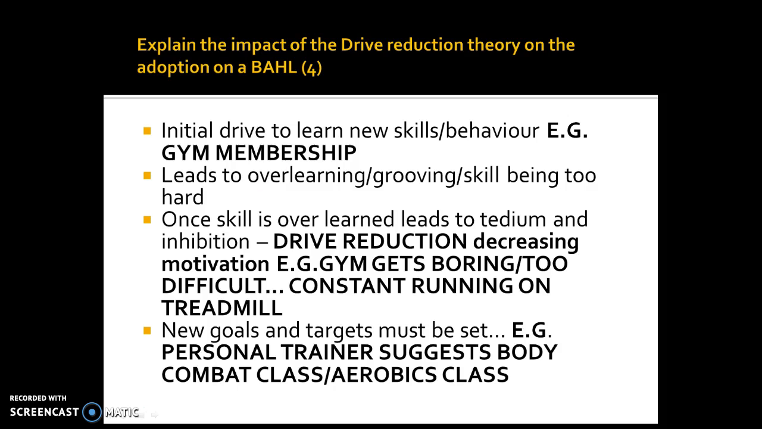So if you look at that then, drive reduction is decreasing motivation. E.g. the gym gets boring, difficult. Say for example you go to the gym, you run on the treadmill for 10 minutes for 6 weeks and you start to think, is this all there is to do? How do you prevent this drive reduction then? Once it's happened, new goals and targets must be set. A personal trainer might suggest doing different classes, aerobics, yoga, body combat, whatever.